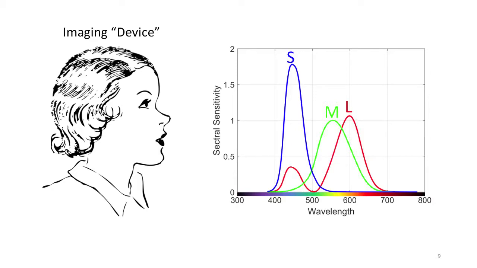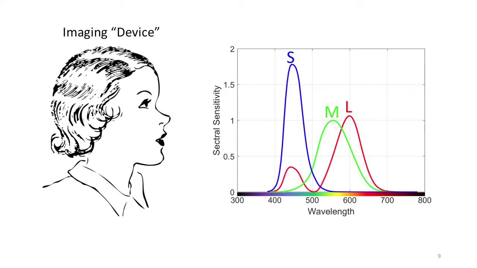So I mentioned the long, medium, and short wavelength. This is the response of our human visual system. So that long response is more in the red spectrum, so between 500 and 780 nanometers.